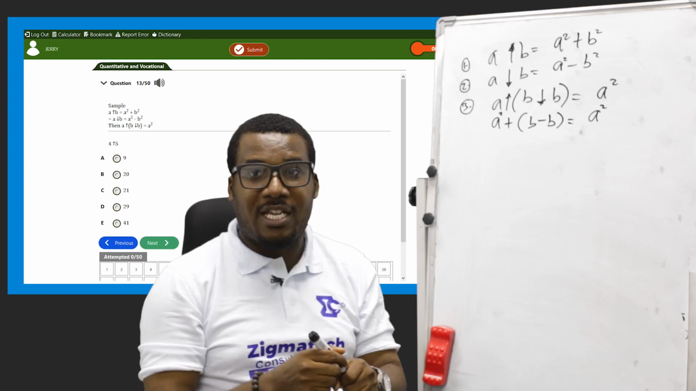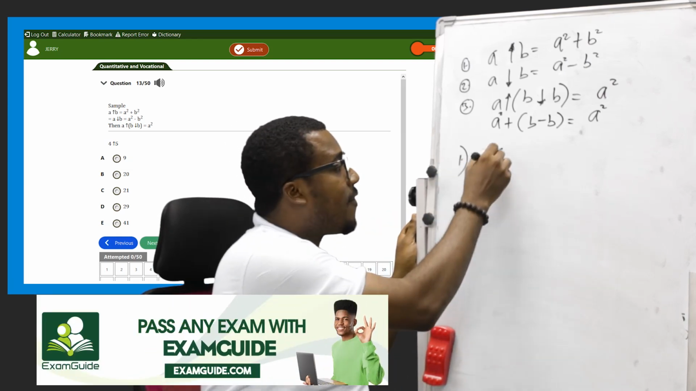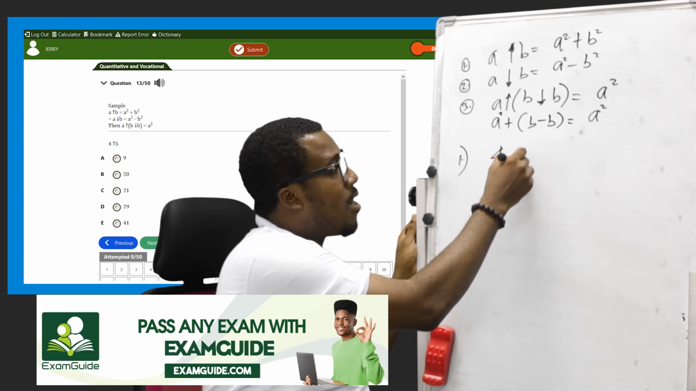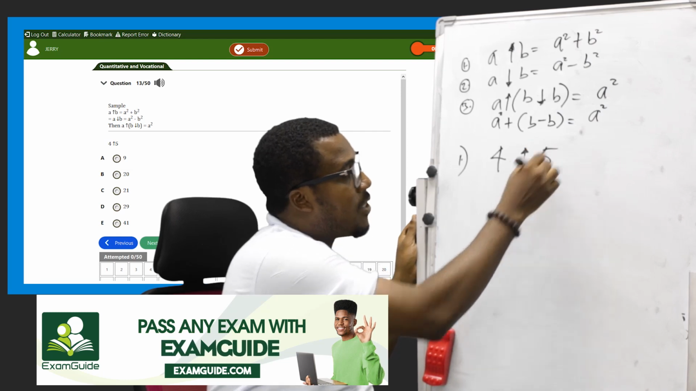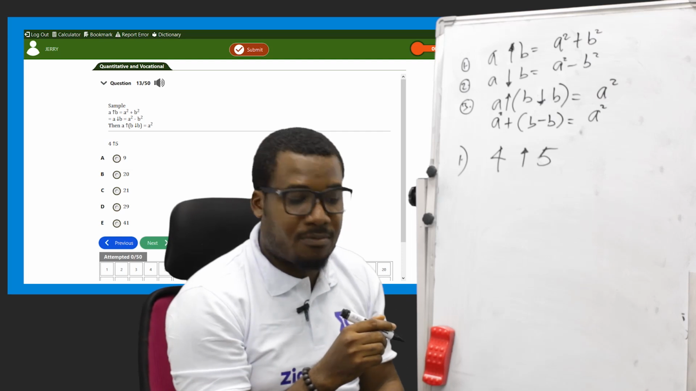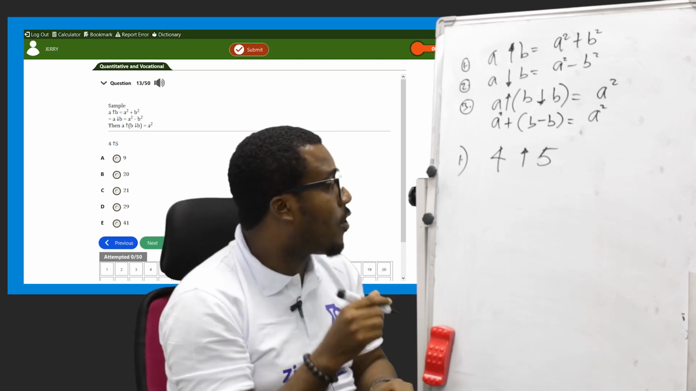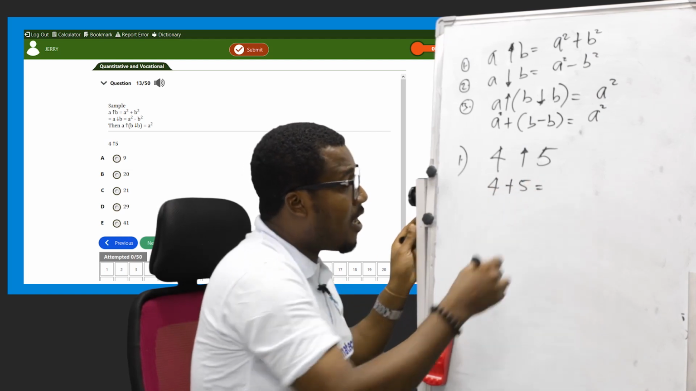Now let's answer some questions. They said, number one here, we should find 4 and 5, they describe this for us. Already we know that any arrow pointing up is addition, right? Of course, it's addition. So we have 4 plus 5, hence.